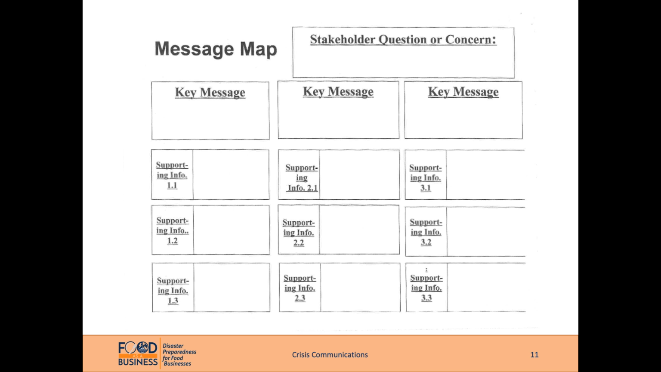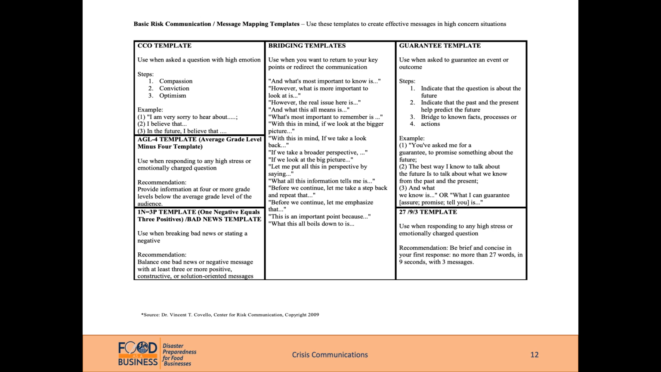Another really great way to plan is to use a risk communication template, depending on the severity of the situation and the response that you hope to elicit from your communication plan. I've provided some basic risk communication templates here in this presentation, and I would like to highlight a few that are specifically geared towards those really high stress situations. Those templates include the CCO template, the Compassion, Conviction, and Optimism template. We also have the AGL4 template.